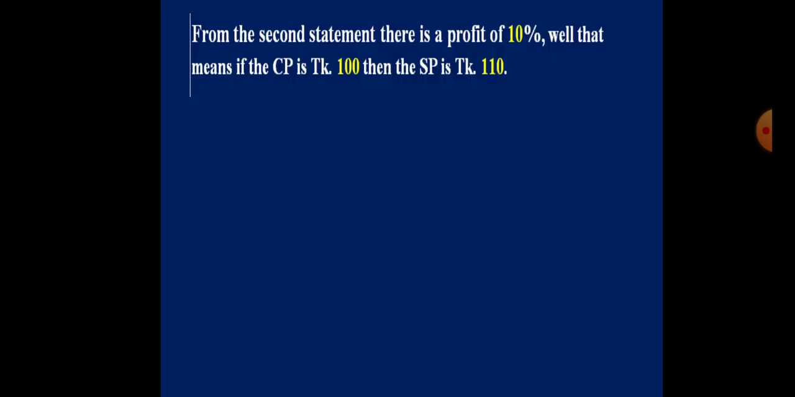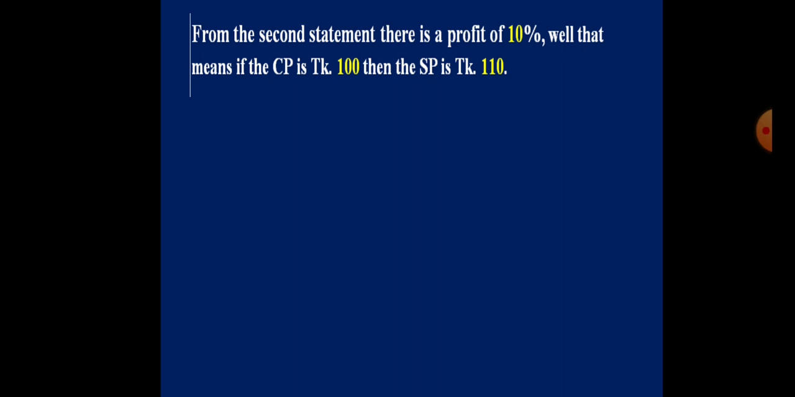From the second line, there is a profit of 10%. Well, that means if the cost price is 100, then the selling price is 110. This is easy to understand. Profit of 10% means 100 to 110. And from the first line, we actually have our cost price 6250 over 9.